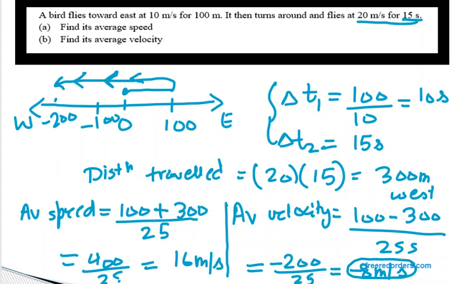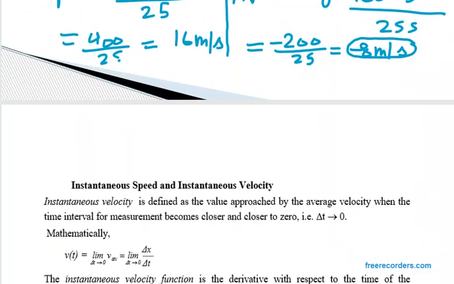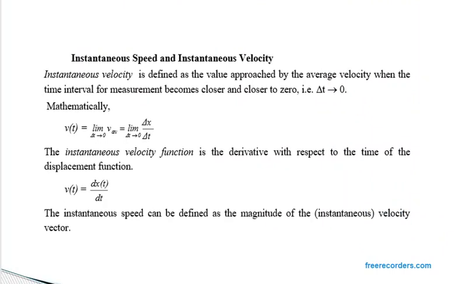So let's start with the second topic, that is instantaneous speed and instantaneous velocity. The difference from average velocity and average speed is only that in this case we consider the time interval approaching zero. This is the whole condition for instantaneous speed and instantaneous velocity. Whenever this situation is there, we say that it is instantaneous speed or instantaneous velocity.